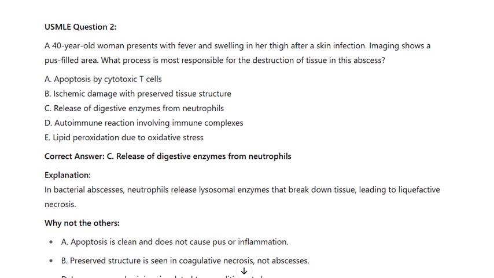A. Apoptosis by cytotoxic T cells. B. Ischemic damage with preserved tissue structure. C. Release of digestive enzymes from neutrophils. D. Autoimmune reaction involving immune complexes. E. Lipid peroxidation due to oxidative stress. Correct answer, C. Release of digestive enzymes from neutrophils.